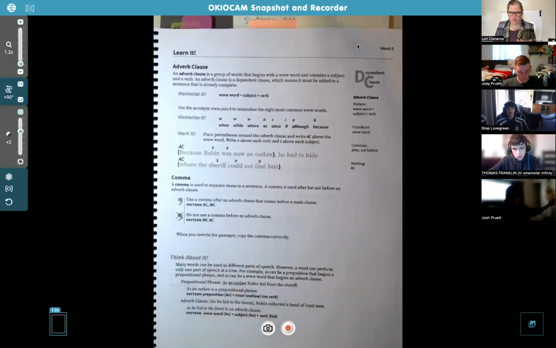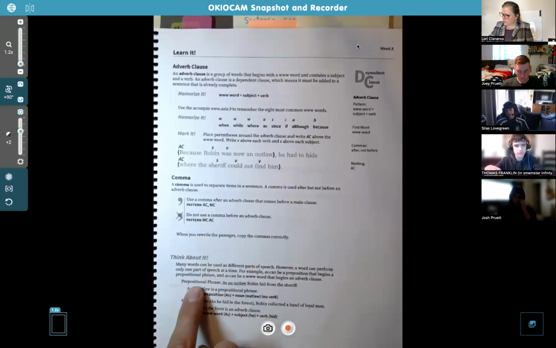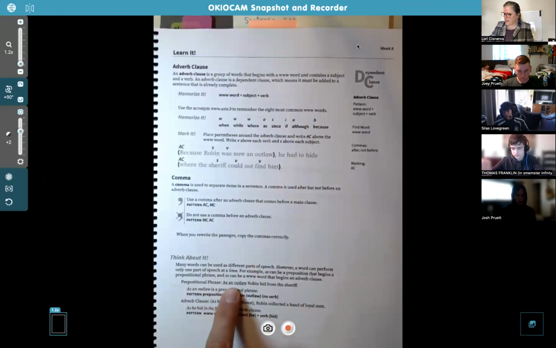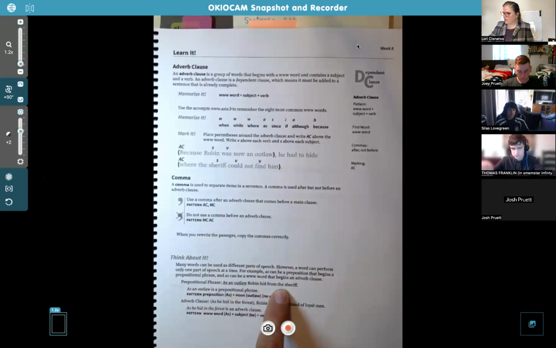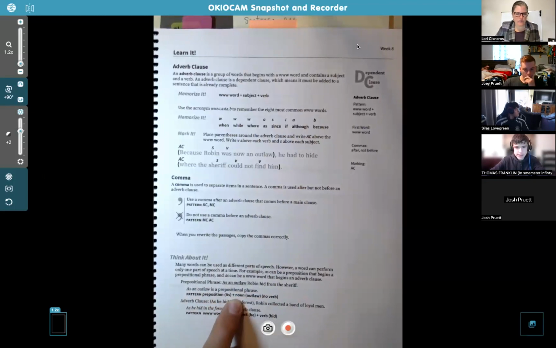So "as" is in both. It's in the adverb clause, and it's part of a prepositional phrase. It can be a preposition at the beginning, so it depends on how it's used in the sentence. The prepositional phrase: "As an outlaw, Robin hid from the sheriff." "As an outlaw" is a prepositional phrase because it has a noun, but no verb. That's the difference. The prepositional phrase has a noun, but no verb.